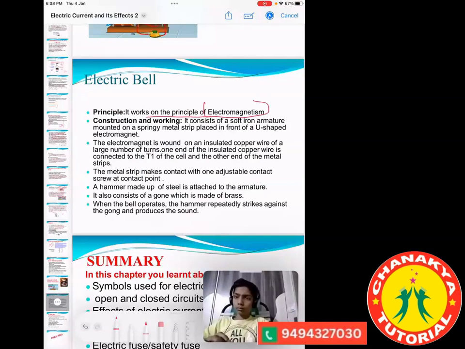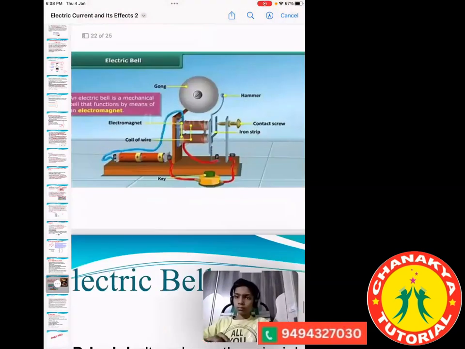Construction and working: it consists of a soft iron armature mounted on a springy metal strip placed in front of a U-shaped electromagnet. So this is basically the proper connection of it. A switch is here, an iron strip is here, a contact screw, a hammer, a coil of wire, and an electromagnet.